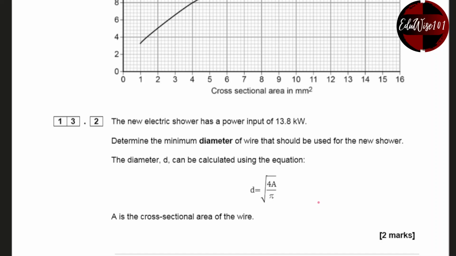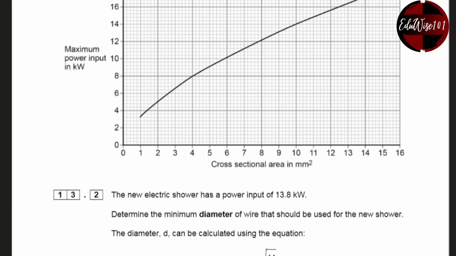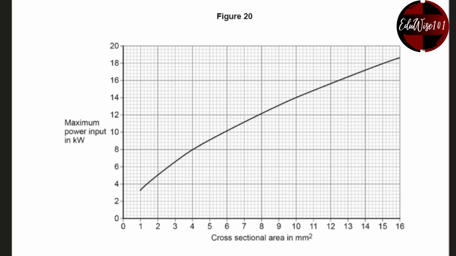So, A is the cross-sectional area of the wire. How are you going to find the cross-sectional area of the wire? That needs to come from the graph, and you should know the value of pi, which is 3.14. So at 13.8 kilowatts, now the x-axis is already in 30 kilowatts, so I need to find out what will be the cross-sectional area.